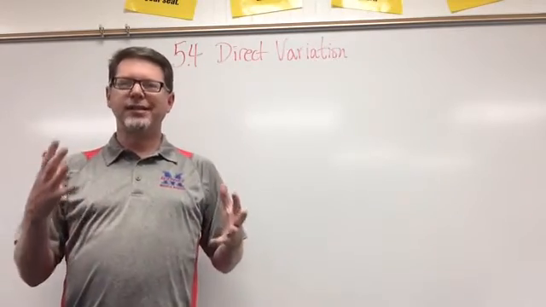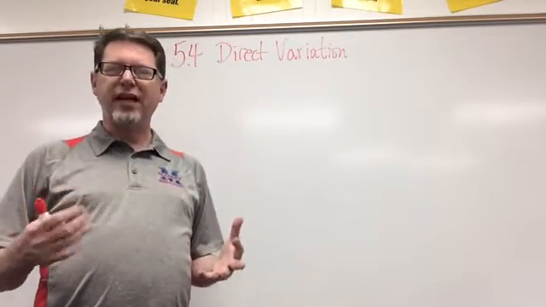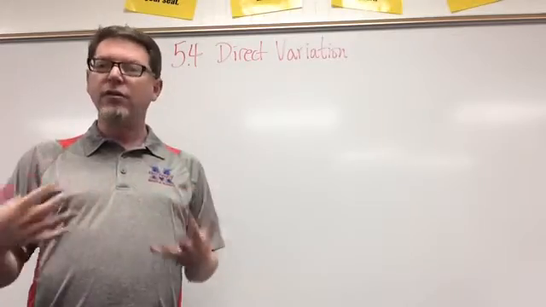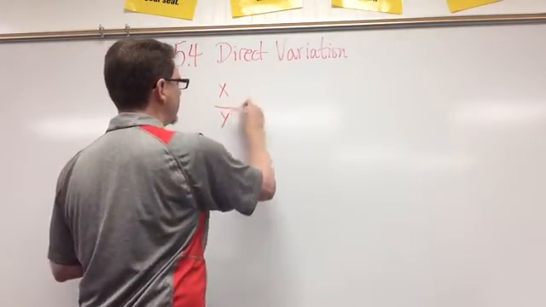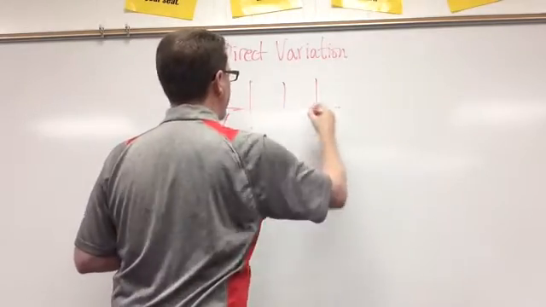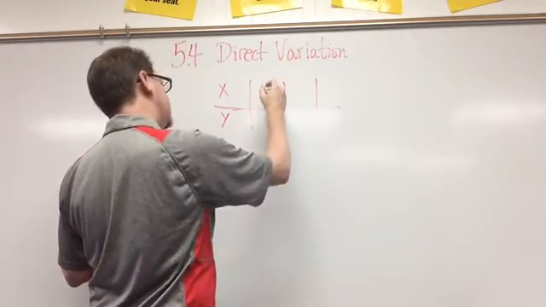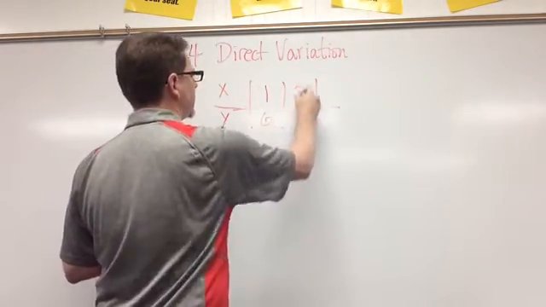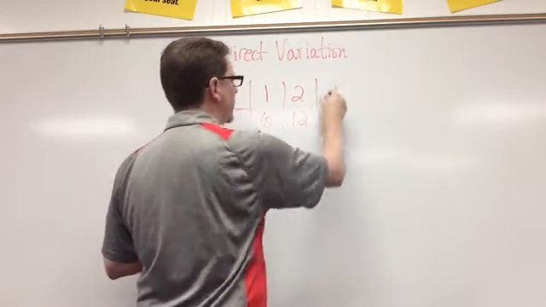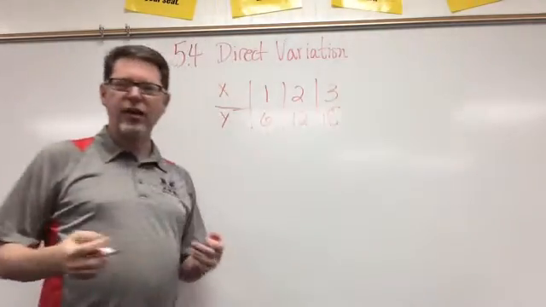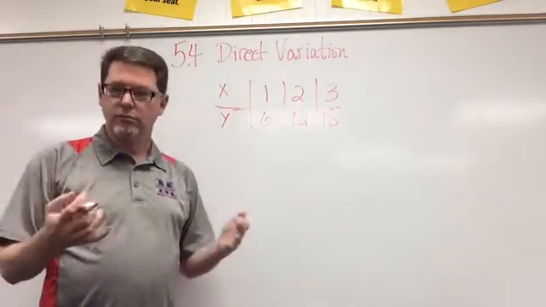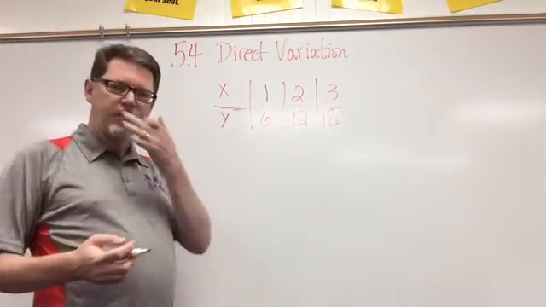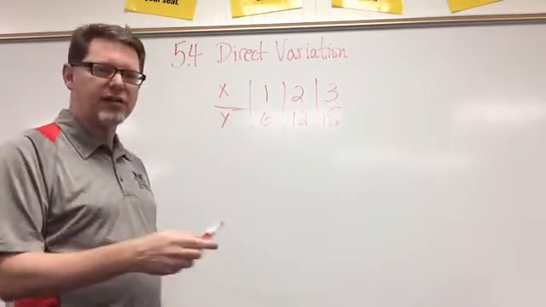Well, what if I'm looking at a table? If I'm looking at a table of values that have x's and y's, how do I know if that's direct variation? Well, let's create a simple xy table, and we're going to have 1, 6, 2, 12, 3, 18. And I need to figure out if this is a direct variation function, linear function here. But before we do that, let's look at something.